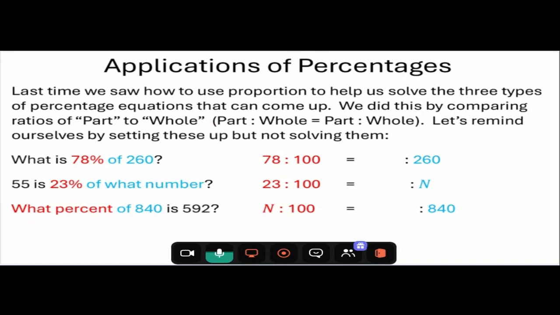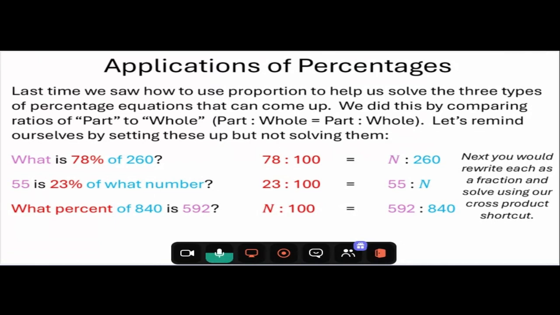So in the first example, the part is unknown. What is 78% out of 260? What unknown number? In the second one, 55 is the part. So 55 is 23%. So 55 is only a small part of the unknown number. 55 is the part, N is the whole. And what percent of 840 is 592.